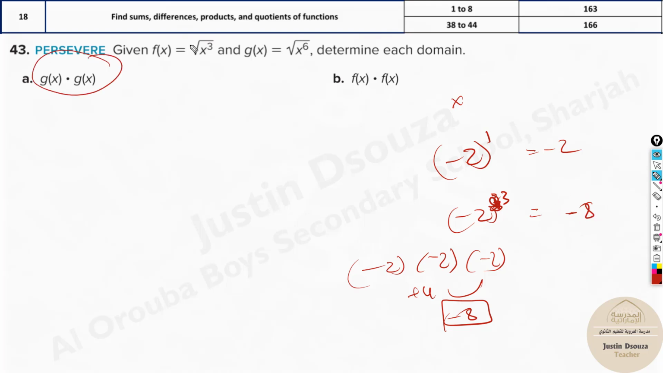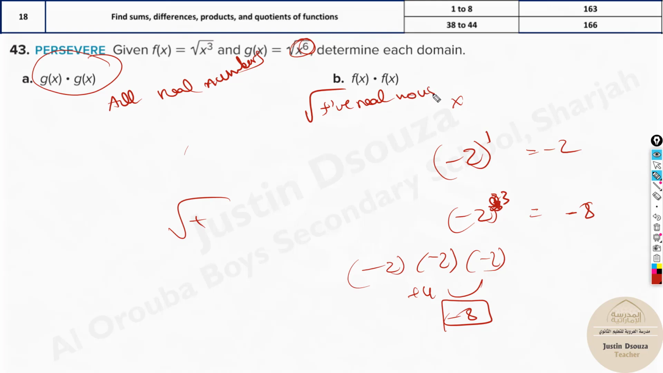So for the first domain, since it's having even power, it's all real numbers. The domain is all real numbers, because the even power means whether x is minus or positive, it will only become positive. So here all real numbers are possible. Whereas, what about this? Here, we cannot take all real numbers, because if you take a minus value for x, it will remain minus and become imaginary. So it should be only positive real numbers.